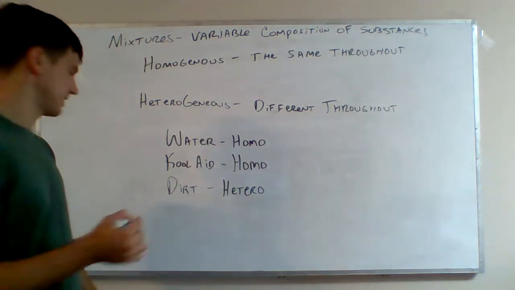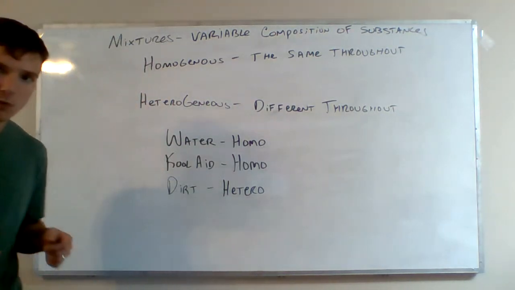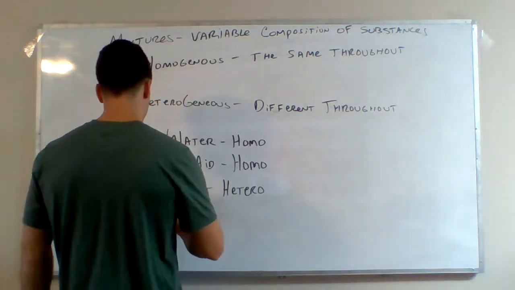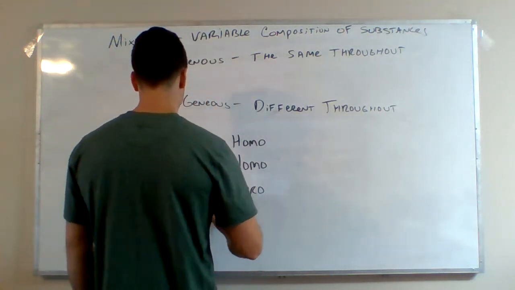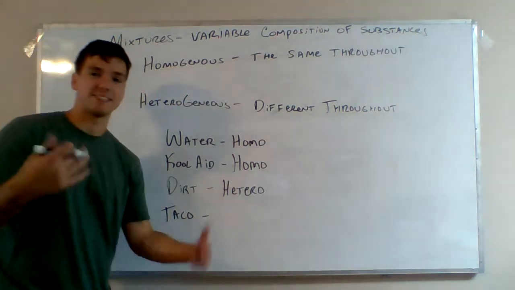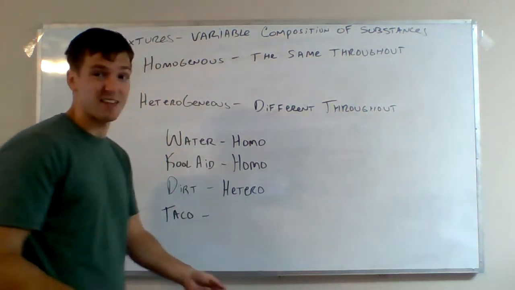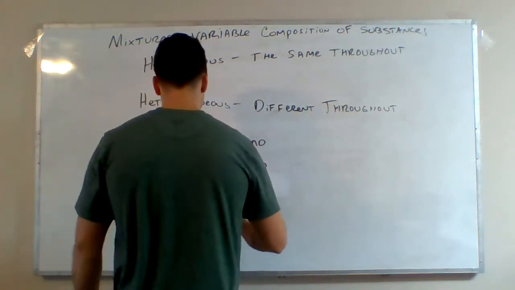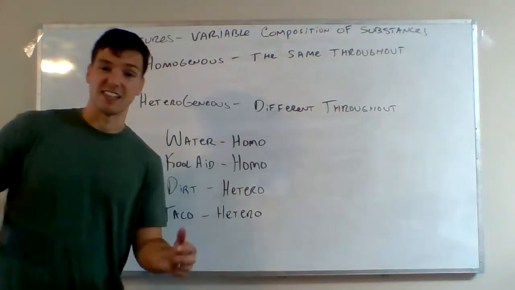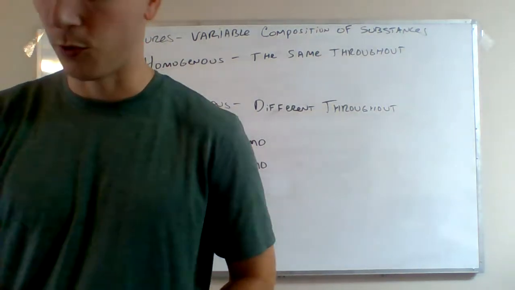And then let's go with, let me think of a good one. Let's see. Taco. Okay, maybe that's not a good one, but that's what I thought of. So taco, it's a mixture throughout, right? It's not the same. You got meat, cheese, lettuce, sour cream. If you're cool, heterogeneous. It's not the same throughout. Okay?